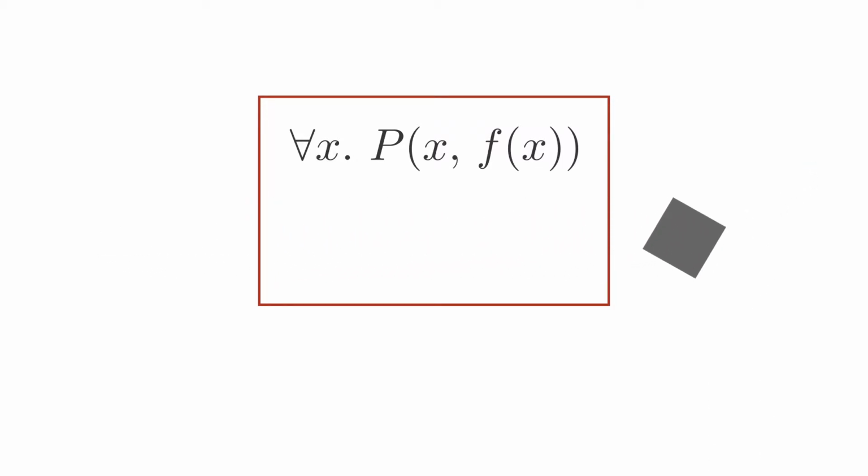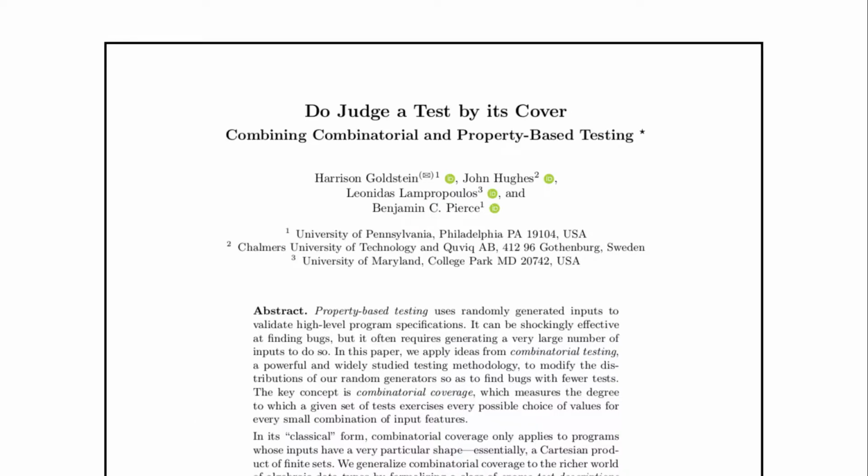Property-based testing is great, but it's not perfect. It can take a lot of inputs to find a bug. Some of those inputs will be interesting, but many will be similar to each other, which wastes time and testing effort. In our paper, Do Judge a Test by its Cover, we use insights from combinatorial testing to make this process more efficient and find bugs using fewer tests.